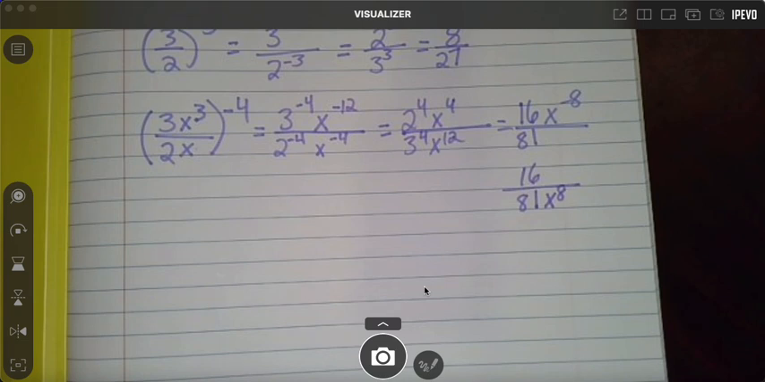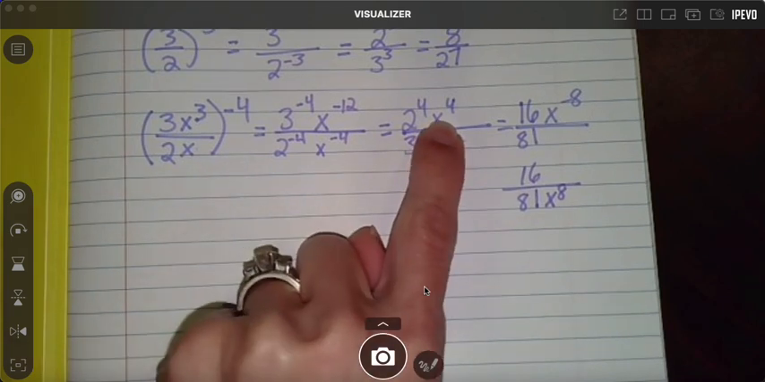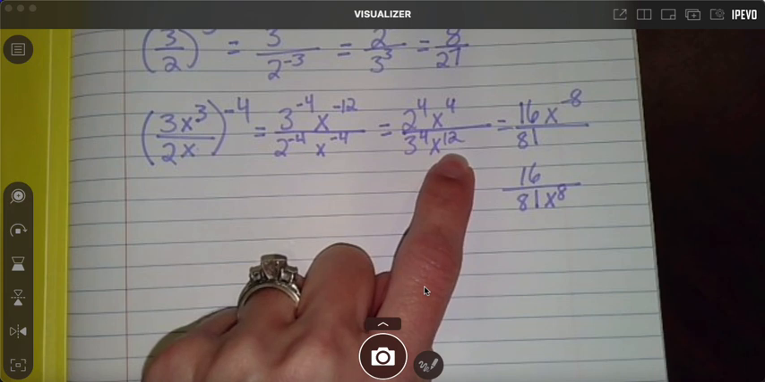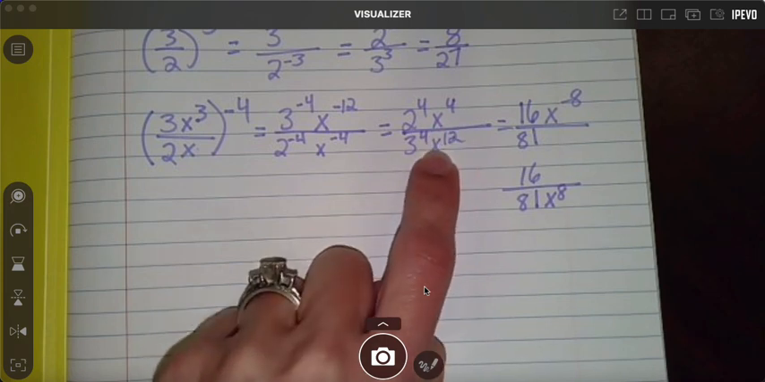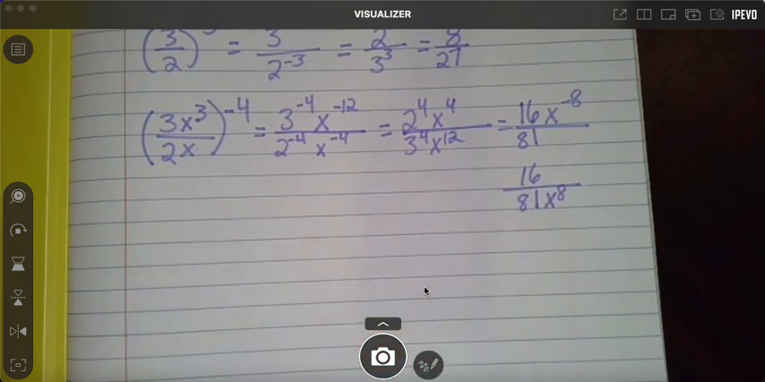Another way to look at that, though, is I have 4 x's up here and 12 down here. So 4 of them would cancel out, and I would have 8 left over. So that's a way to kind of go back and check yourself.